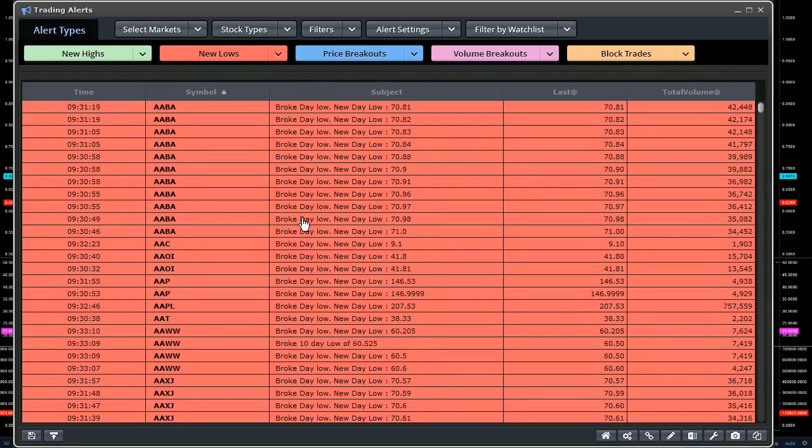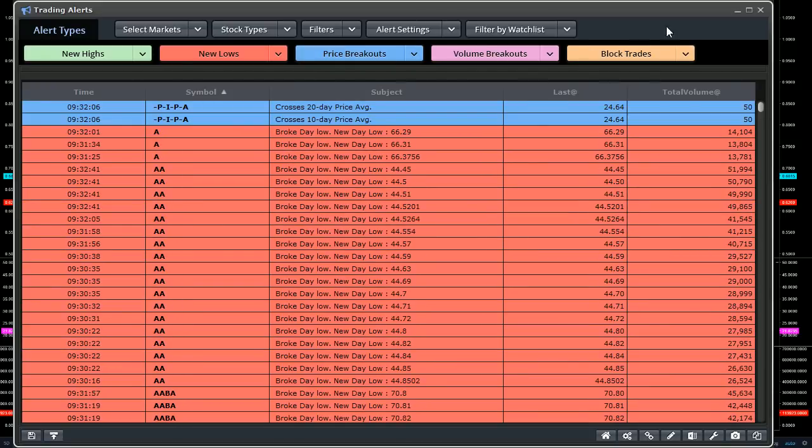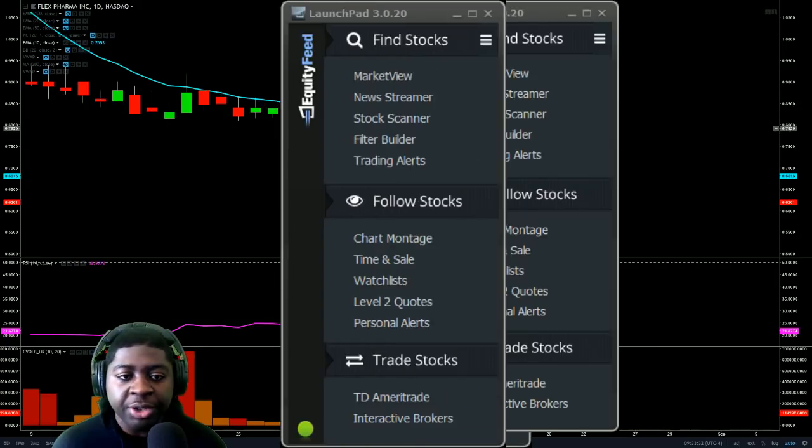This is incredible, and it's incredibly thorough, guys. It covers every single publicly traded company. Every single publicly traded company is going to be able to be found when you're using software like this on your side. All right.